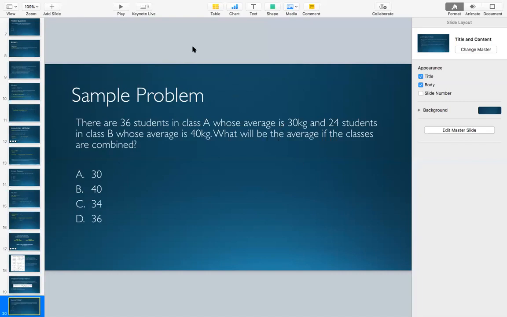Just imagine, 30 cannot be the answer because there are two classes. The average of one of the classes is 30 and the average of the other class is 40. So you need to remember the property of average, which says that the combined average will be more than 30 but less than 40. Okay, it will be more than 30 but less than 40. The ones who are getting 34, please check out your solution once again.